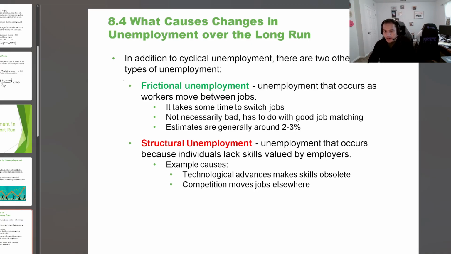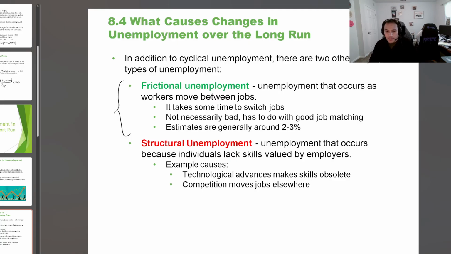Frictional, one of the examples: when all of you graduate with your AA or your bachelor's and move into the labor market, you'll generally experience a period of frictional unemployment when you're looking for the job that best suits you, your first career path. And that is the type of unemployment that we would like as people transition from one career to the next.